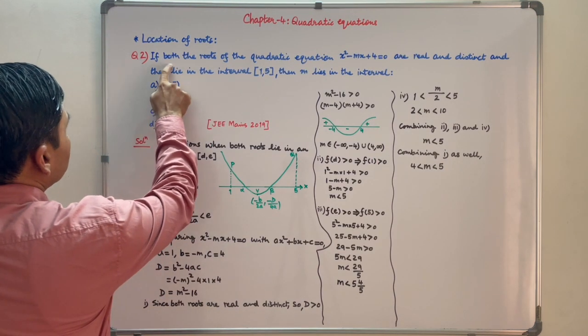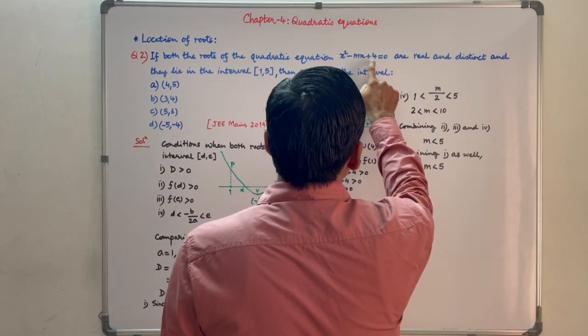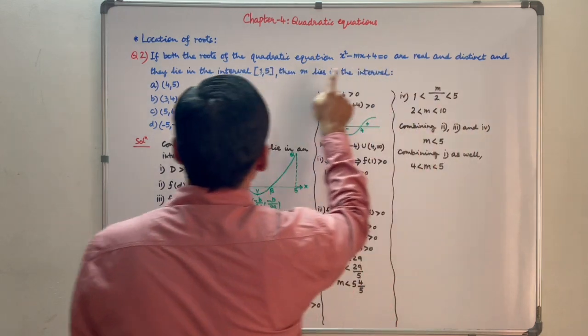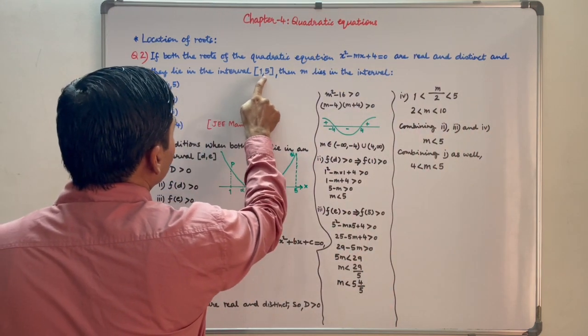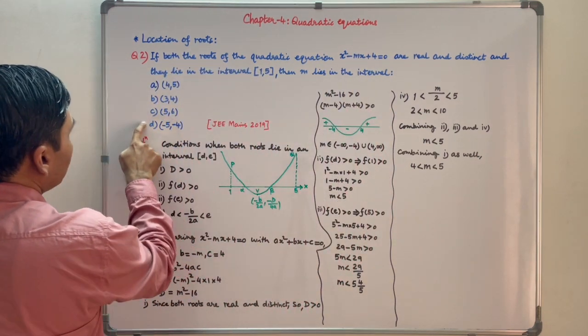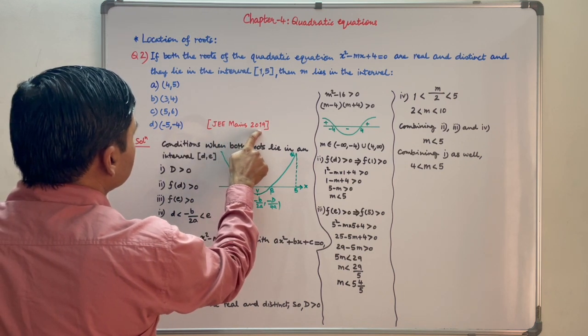Second question: if both the roots of the quadratic equation x square minus mx plus 4 equal to 0 are real and distinct and they lie in the interval (1, 5), then m lies in the interval. These are the options given. This question was asked in JEE Mains 2019.